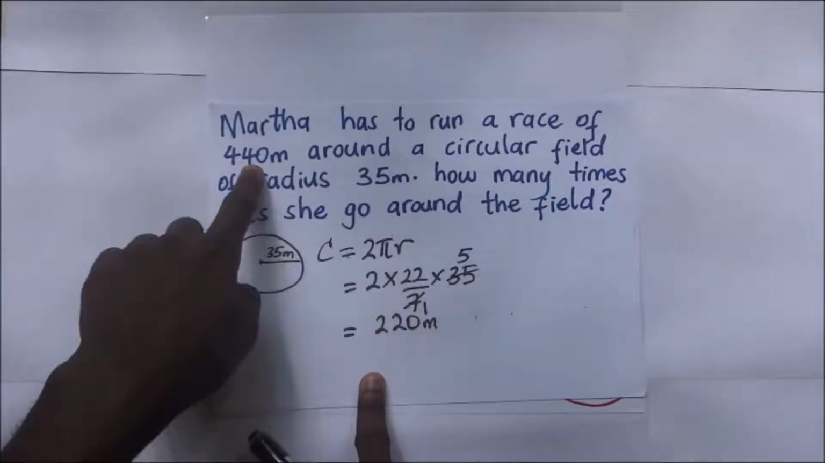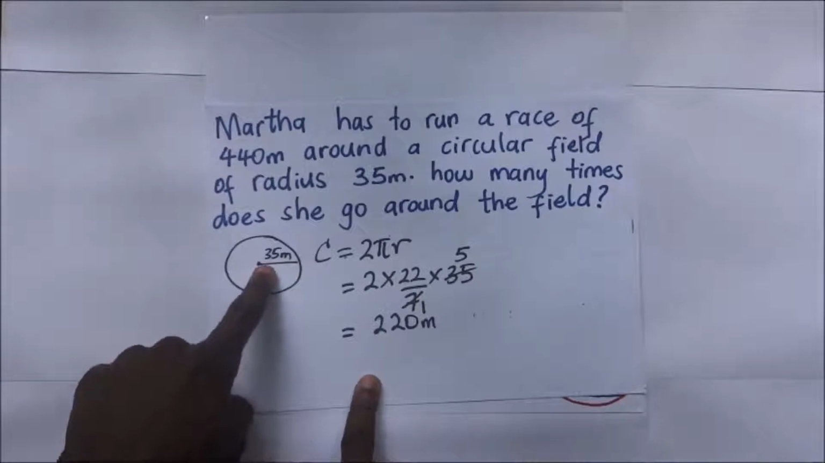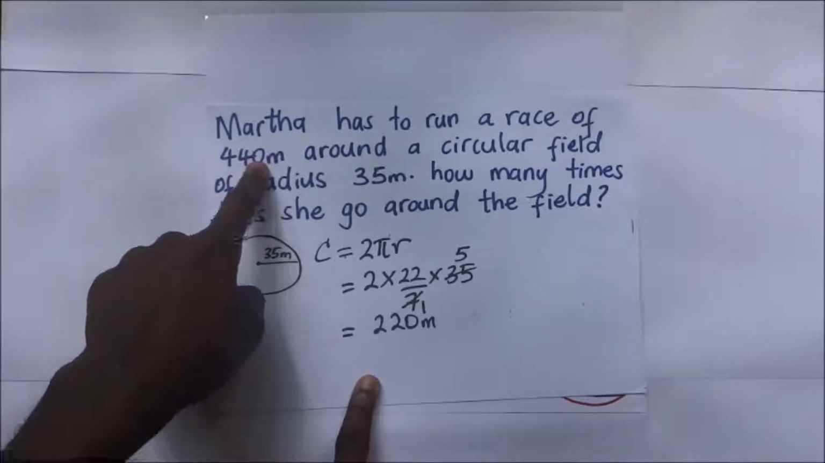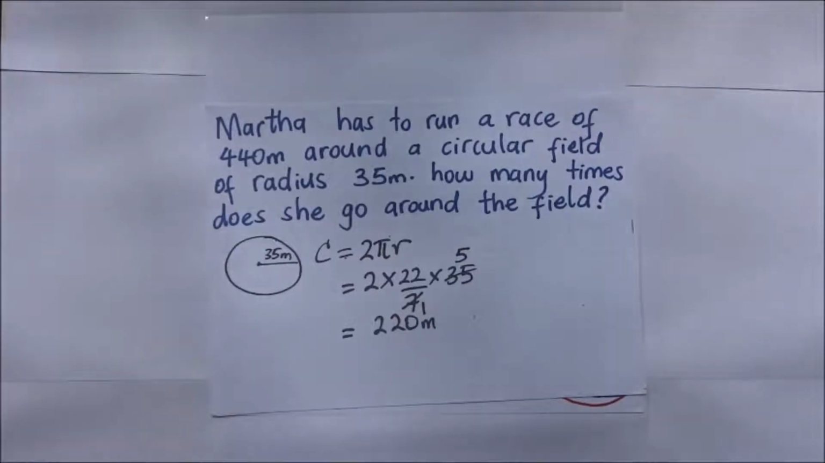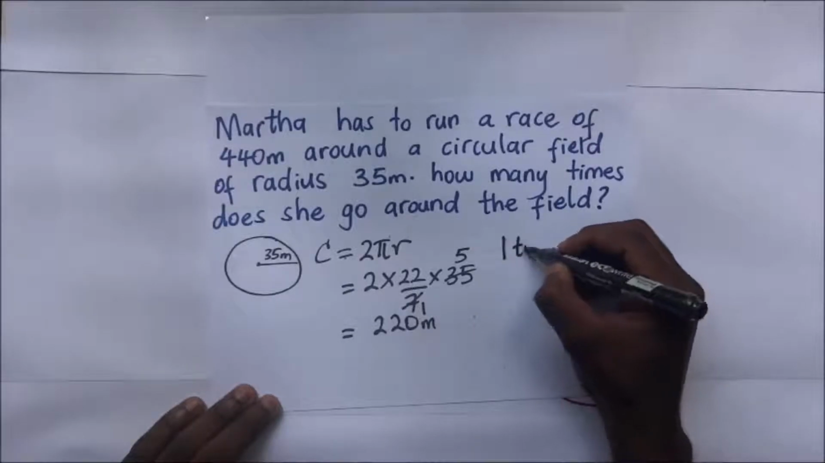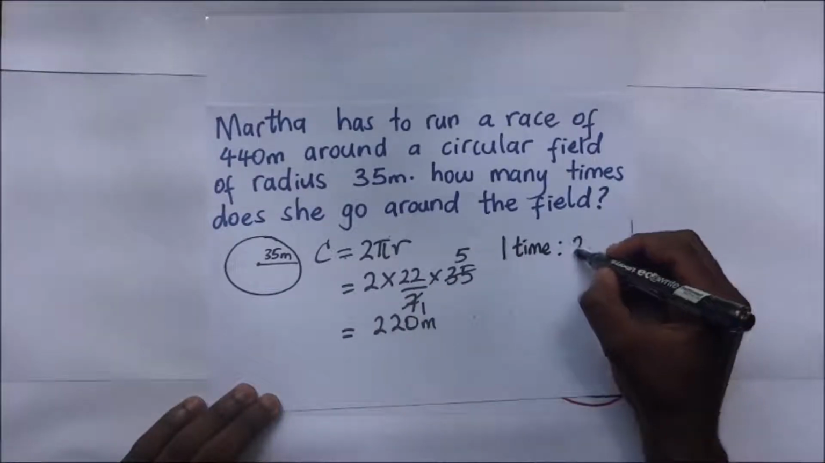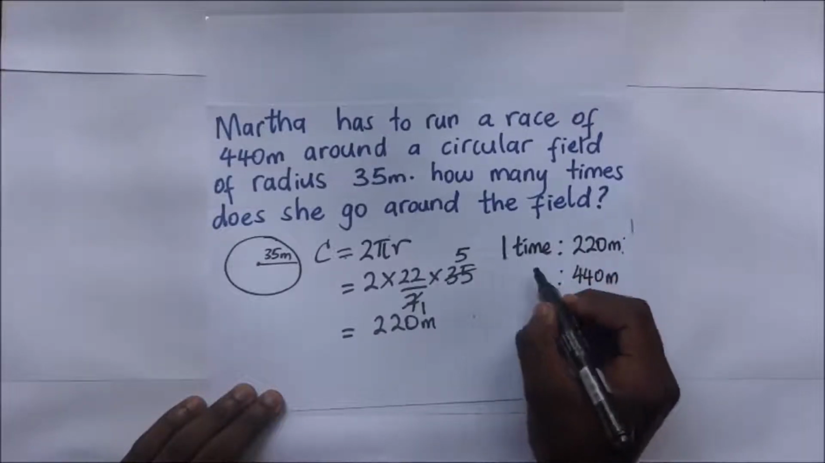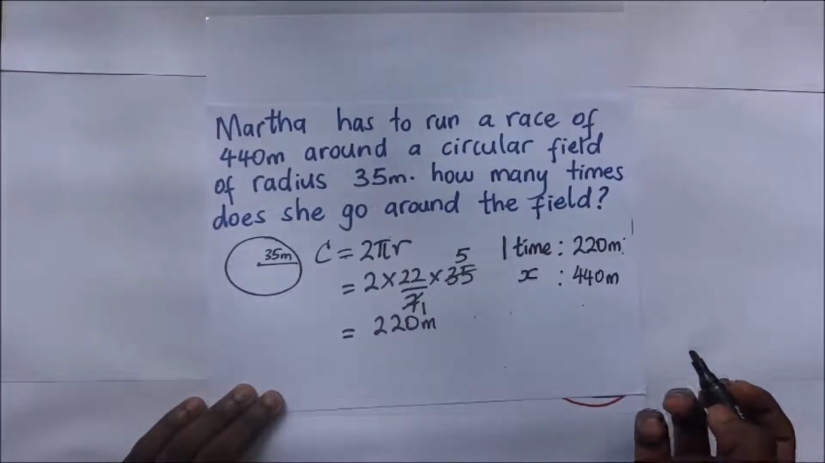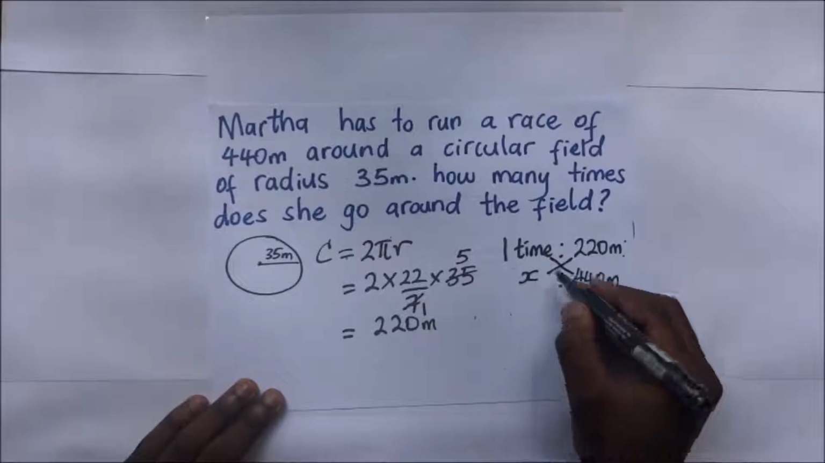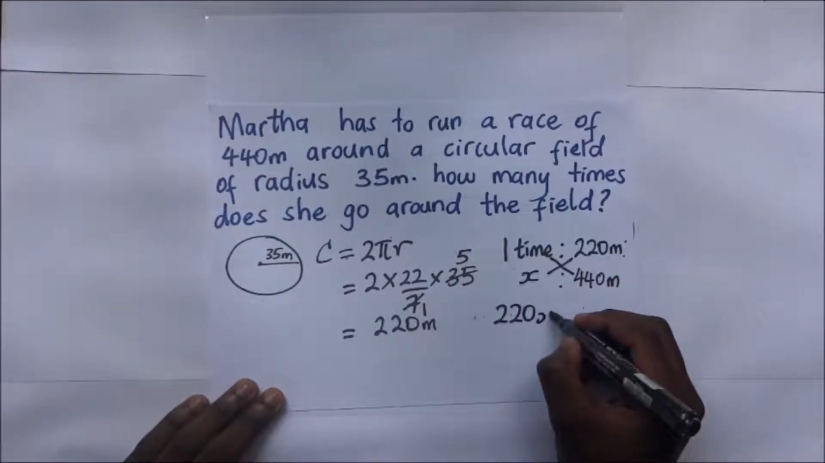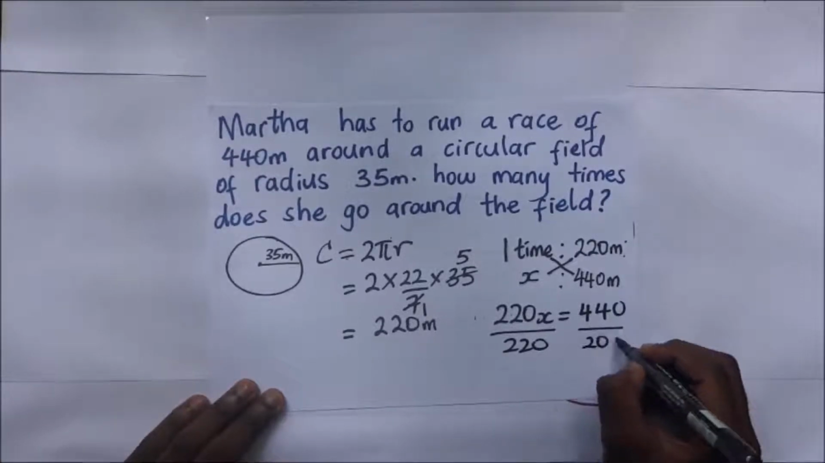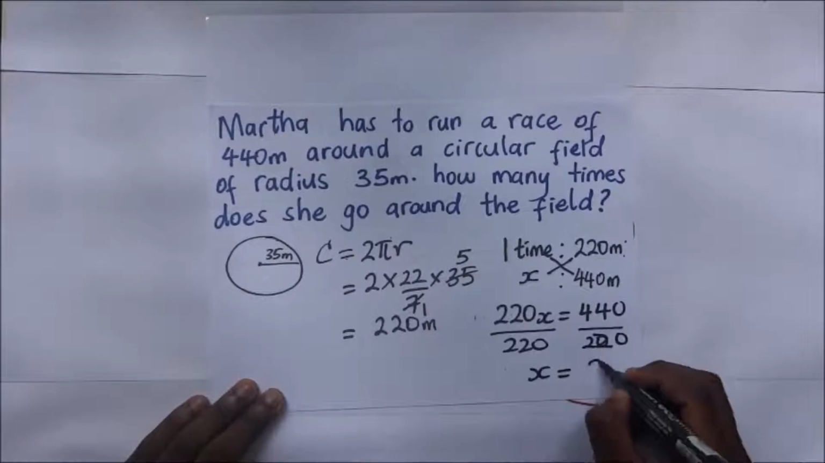But Martha runs a race of 440 meters. So for us to know how many times she goes around this field, you're going to take the total distance she runs and divide that by the distance around one field. Or we can do it simply like this. When she runs around one time, the distance she's supposed to cover is 220 meters. If she is to run 440 meters, how many times will she have moved? We do not know how many times, so we call that x, and then we cross multiply. When we cross multiply, x times 220 gives us 220 x. And 440 times 1 is 440. When you divide both sides by 220, we shall end up with x giving us 2 times.